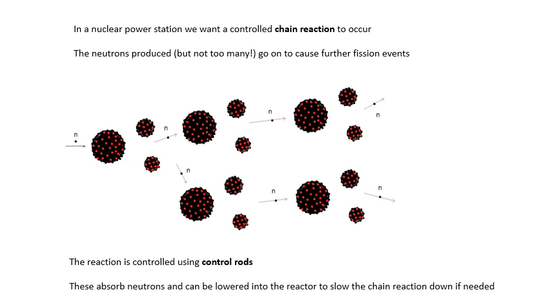And you control the whole thing using things called control rods. What the control rods do is they gobble up neutrons, they absorb neutrons. So if you want to slow the reaction down, you lower the control rods into the reactor and it gets rid of neutrons, and that slows the reactor down. If you want to speed it up, then you pull them out of the reactor and everything speeds up again.